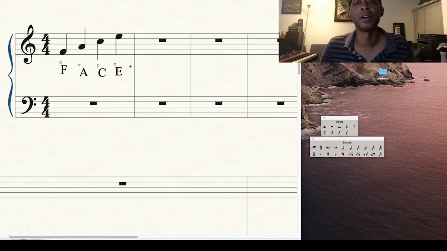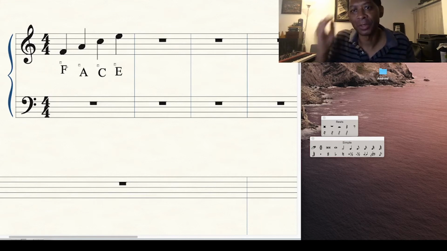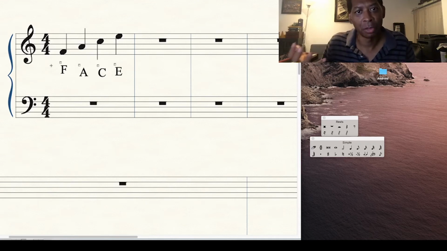Basically, it's a way to help you remember the notes in the spaces on the staff. So if you can remember face, we all have one. We have a face, you know? And if you're an English speaker, you can remember that spelled F-A-C-E. You basically know all of the spaces on the treble clef staff. Okay? So that's an easy way. That's a way that both kids and adults learn how to read notes.